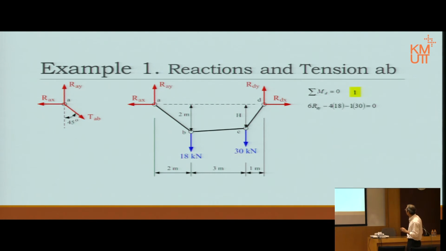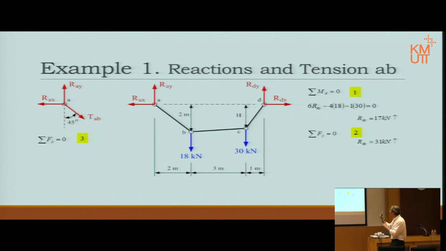Then I have RAY, sorry. Then once I get RAY, I should be able to figure out what RDY is, right? Sigma Fy equals 0. Or you can do sigma MA equal to 0 to find RDY. Either way is fine. And there we are. Then we can find RDY.